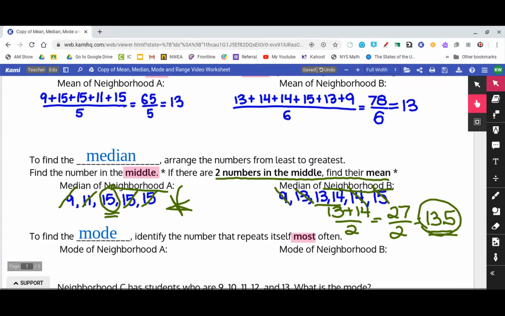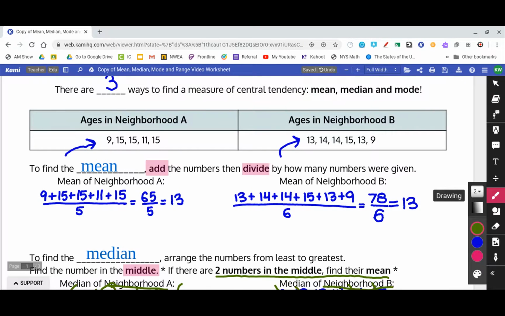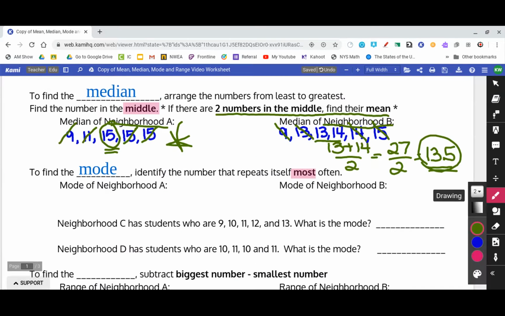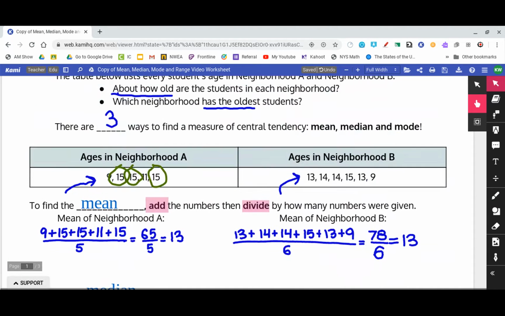Let's look at neighborhood A. In neighborhood A, which number repeats itself the most often? So we have 15, 15, and 15. All right, definitely 15 repeats itself the most. So that's the mode. Now neighborhood B, which one repeats itself the most often?